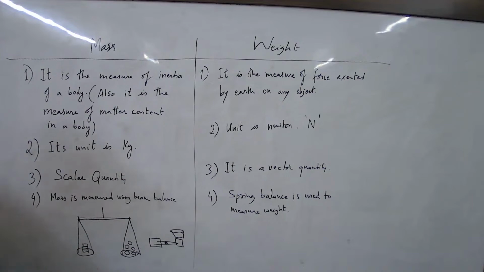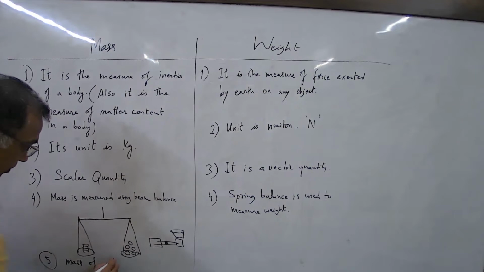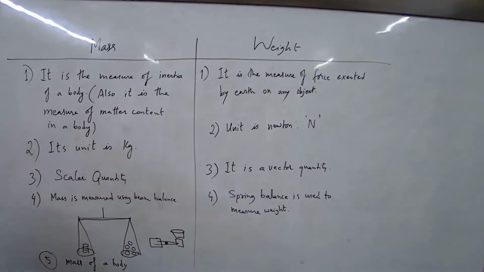One more last thing: mass of a body is constant throughout the universe. It doesn't change. Whereas weight is determined by gravity, a value which changes from place to place. If I go to the moon, I'll weigh much less. You'll weigh 1/6 of what you weigh on Earth.